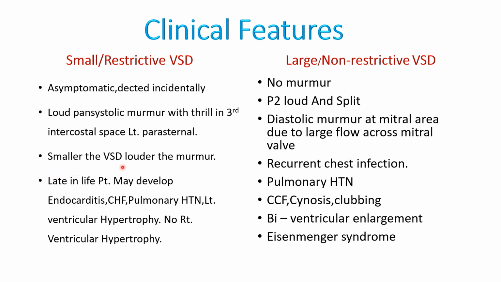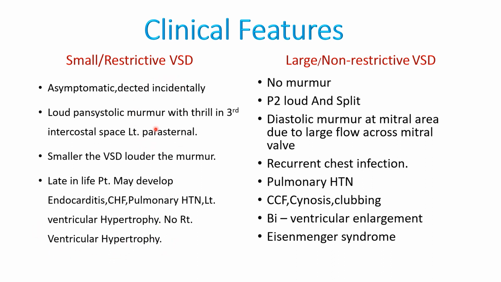The smaller the VSD, the louder the murmur, and the larger the VSD, it will be a less harsh murmur, or it will disappear altogether. Late in life, the patient may develop endocarditis, even with a small variety. Restricted VSD can develop endocarditis, CHF, pulmonary hypertension, left ventricular hypertrophy, but there will not be right ventricular hypertrophy.